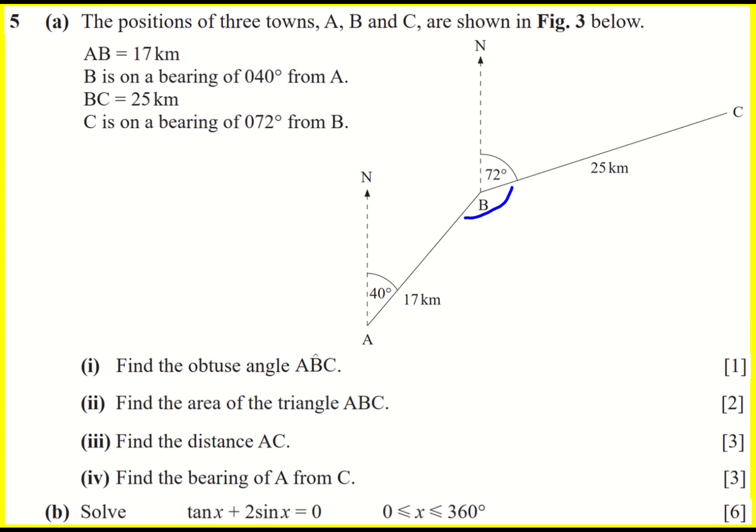Well, we can use our knowledge of parallel lines. When you have this kind of setup where these two are parallel, which they are here because they're both norths, these two angles add up to 180. So the same applies here. This must be 140.